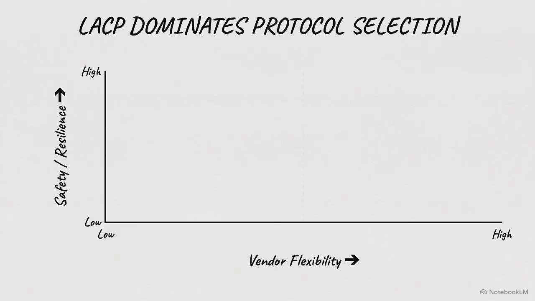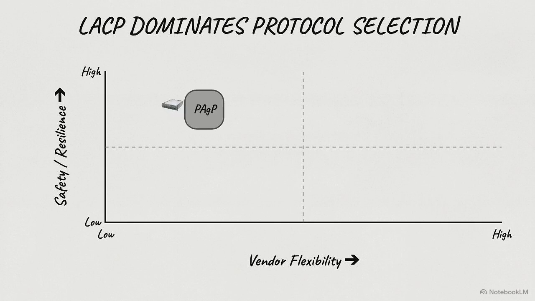This quadrant maps exactly how you should choose your protocol, plotting the safety of dynamic negotiation against vendor flexibility. PAgP lands in the top left. It gives you the high safety of an active negotiation, but poor vendor flexibility. You only deploy this to maintain older, isolated Cisco networks.